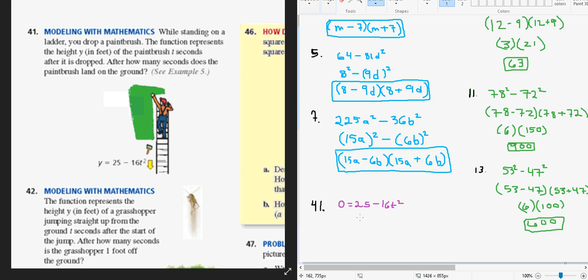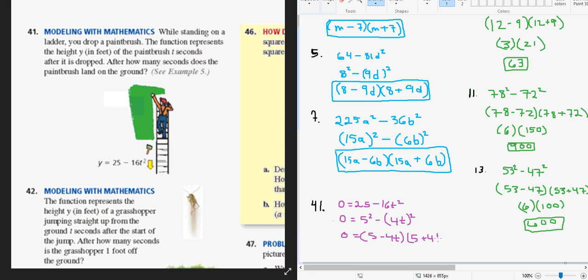So in order to solve this, this is the difference of two squares. We have 5 squared minus 4t quantity squared. So I'm going to factor this. So I have 0 equals 5 squared minus the quantity 4t squared. And then I get 0 equals 5 minus 4t times the quantity 5 plus 4t.